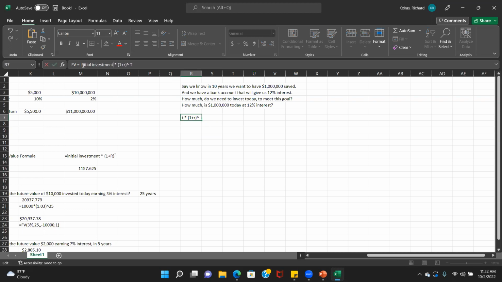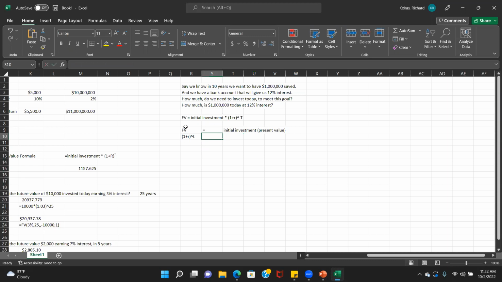Initial investment. If we divide by 1 plus R raised to the T to get it off of this side and bring it to this side, remember how that works in algebra? So we'll have the future value, and let me set it up a little pretty: future value divided by 1 plus R raised to the T equals initial investment, which I said the initial investment is also the present value.